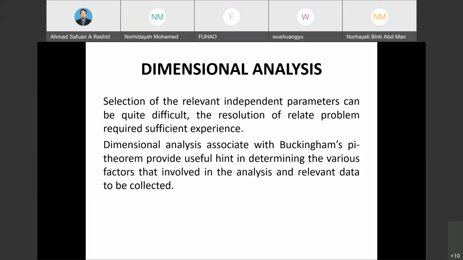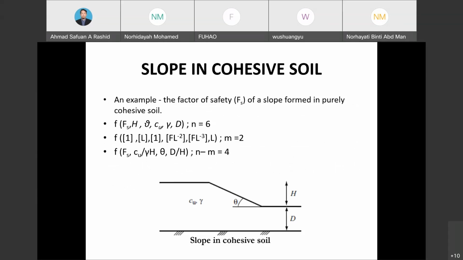Okay, and then publish a paper on that topic, based on the approach of the Buckingham Pi theorem. So this is an example for the slope in cohesive soil. An example: the factor of safety of the slope is formed in purely cohesive soil.